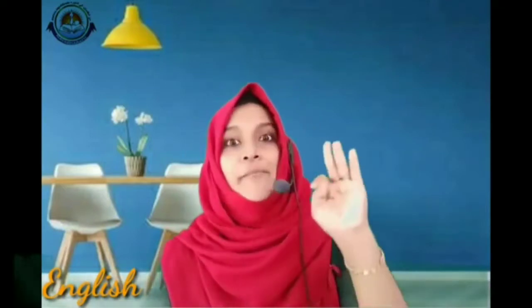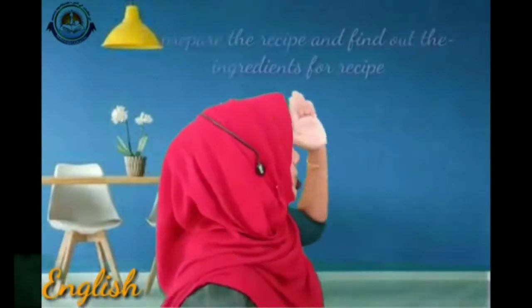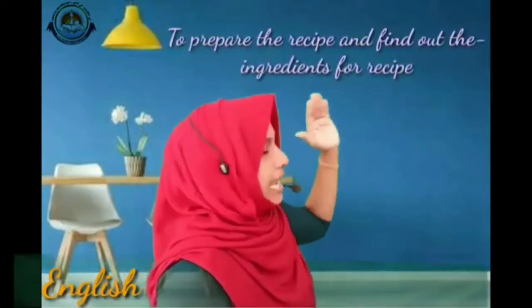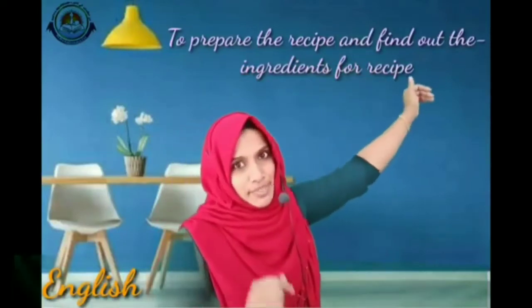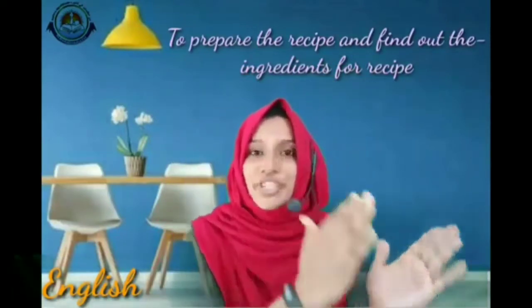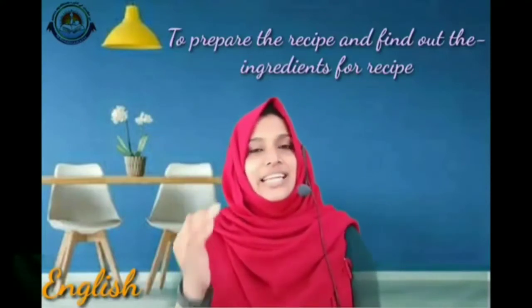So which are the things we need to make this recipe? Water, Maggi and Maggi masala. These are the three things we need to make this recipe. So what is our today's aim? It is to prepare the recipe and to find out the ingredients for a recipe. So today we'll find out the features of a recipe including its ingredients and steps.